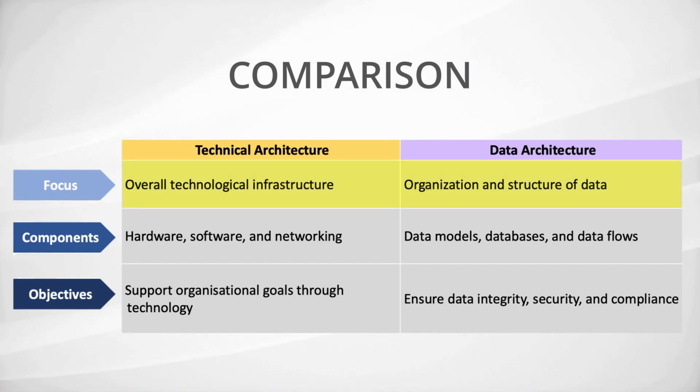While technical architecture focuses on the overall technology, data architecture focuses on the structure of the data. Technical architecture defines the hardware, software, and networking components. Data architecture defines the data models, databases, and data flows. The overall objective of the technical architecture is to support the organizational goals through technology. For data architecture, the objective is to help organizations use their data and ensure its integrity and compliance.